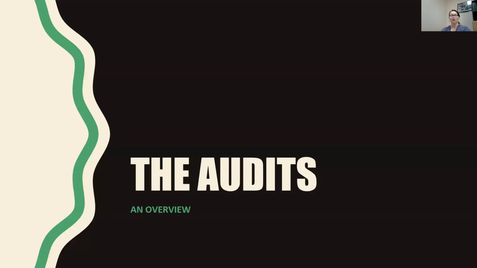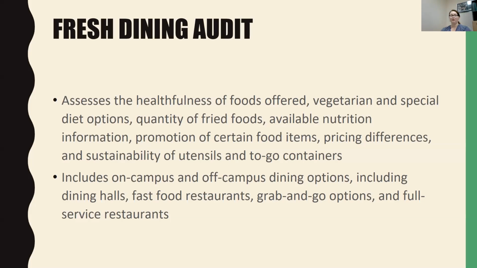So let's go ahead and do an overview of the audit so you understand what we're looking for. First of all, fresh dining audit, that's really talking about our dining halls, our restaurants, our potentially delivery places that are around a school. We assess the healthfulness of foods offered, the types of foods offered, at what price they are, even the sustainability practices of the restaurants.